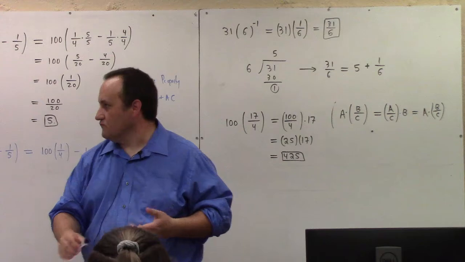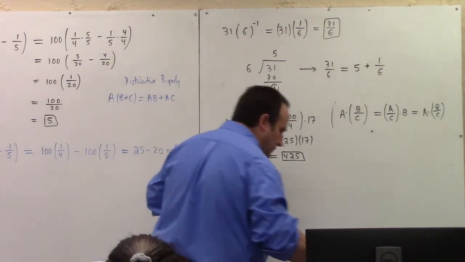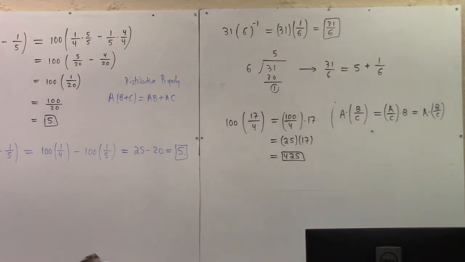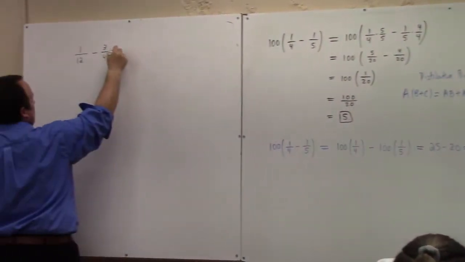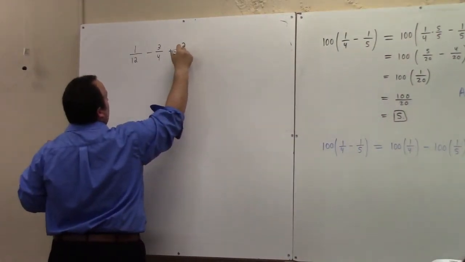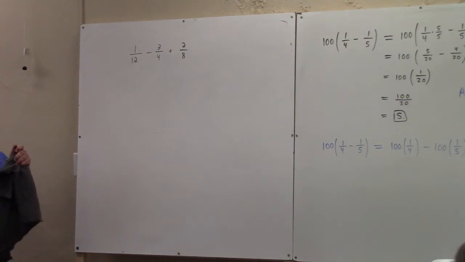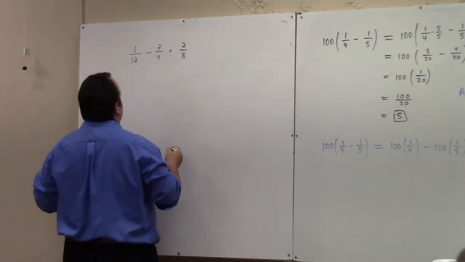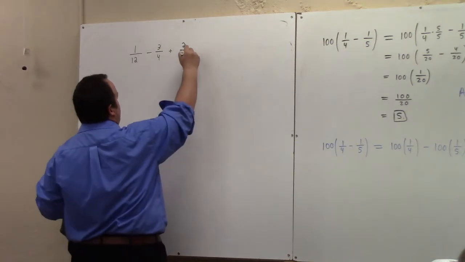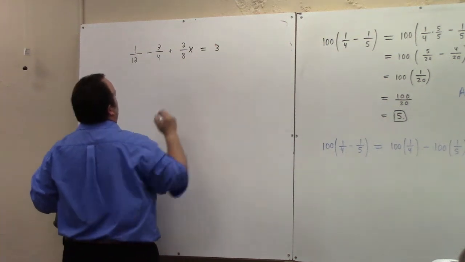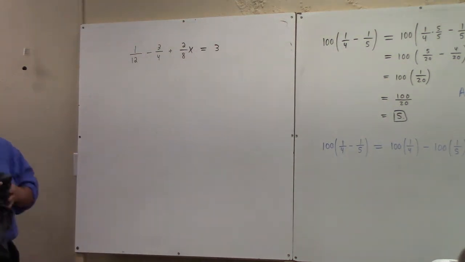The other sort of problem that might be good for me to spend a second on would be something where we've got more than two fractions, right? Like, what if you have something like 1/12 minus 3/4 plus, I don't know, 2/8. And let's make it an equation for a change. Put an x in here, and that's equal to 3. What would be a smart way to solve this equation?